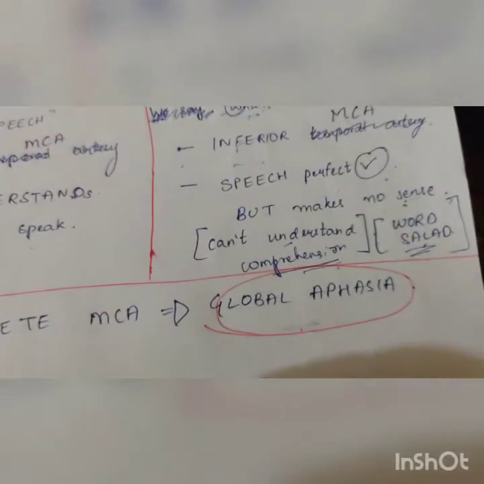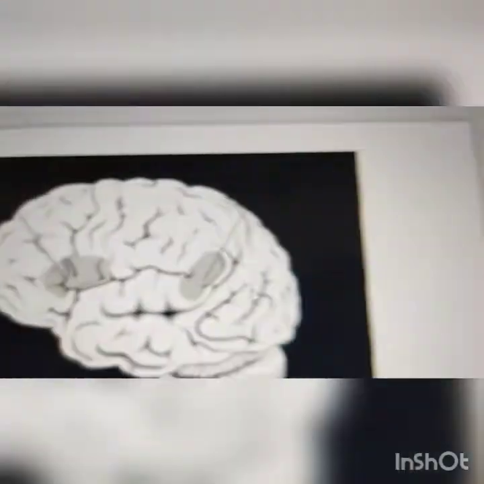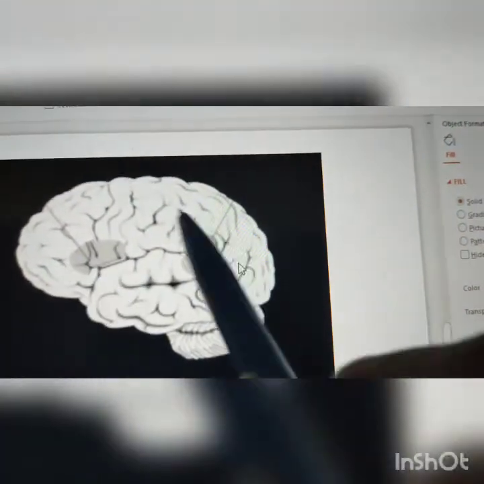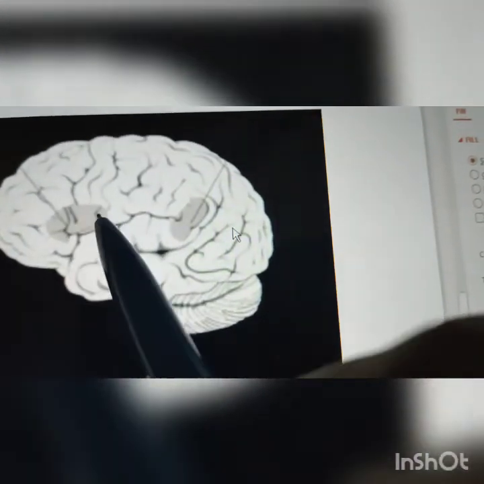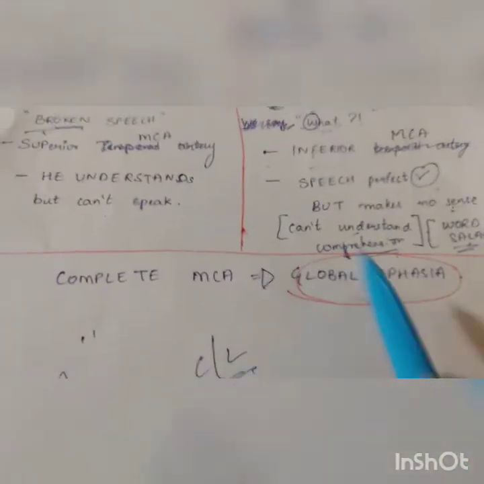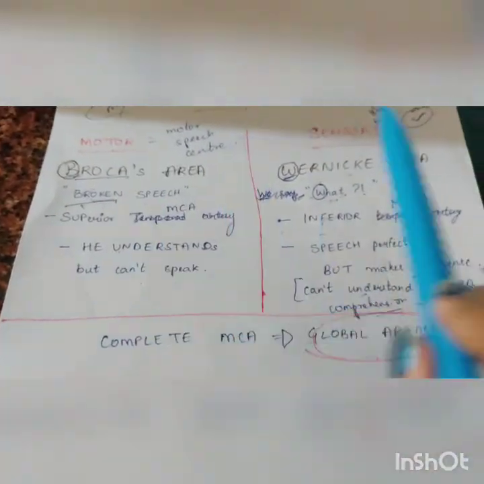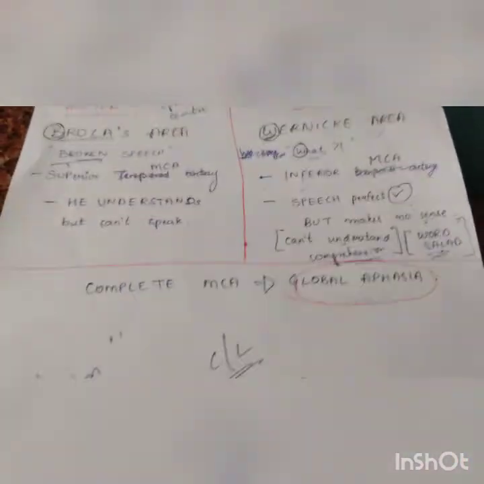And when there is a big lesion in the complete middle cerebral artery, like here, so big that the whole middle cerebral artery is affected, then both of these areas are going to be affected. Then that is called global aphasia. Then the patient is going to present with both motor symptoms as well as sensory symptoms. This is about speech.